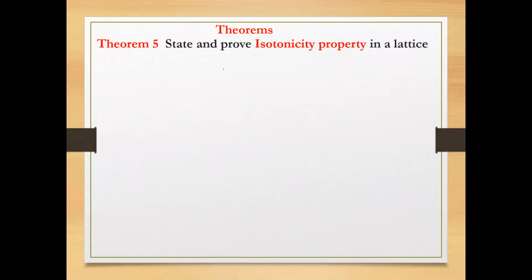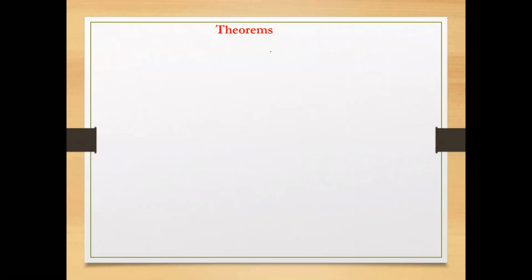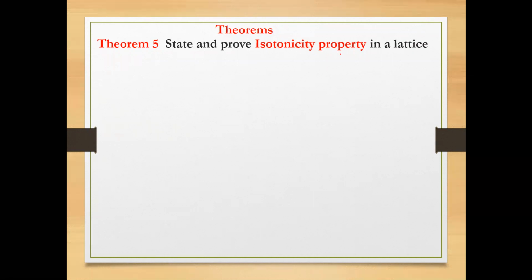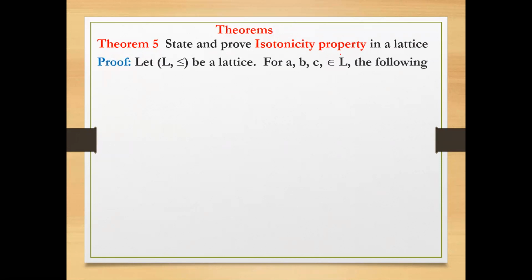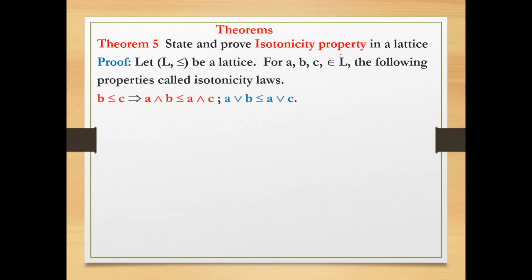In the next theorem, number 5, we state and prove the isotonicity property in a lattice. So all these properties you have to remember, their statement as well as proof. This is the isotonicity property. Firstly we will see what is the meaning of the isotonicity property. Let (L, less than or equal to) be a lattice. For A, B, C belonging to L, the following properties are called isotonicity laws. The isotonicity law is B less than or equal to C implies A meet B less than or equal to A meet C, and A join B is less than or equal to A join C.